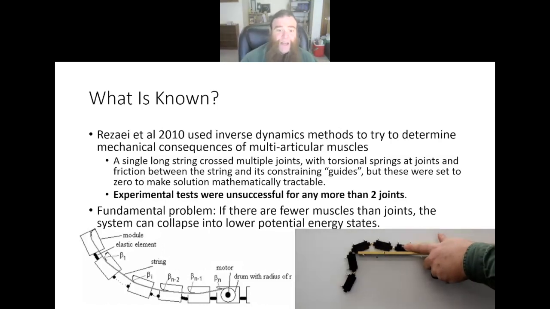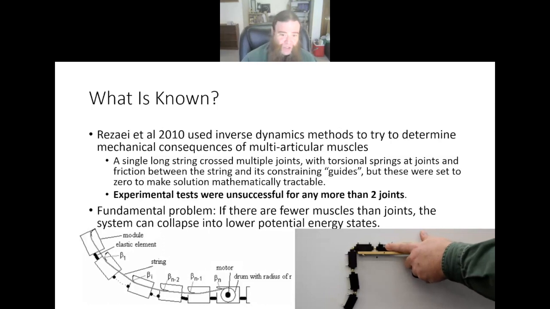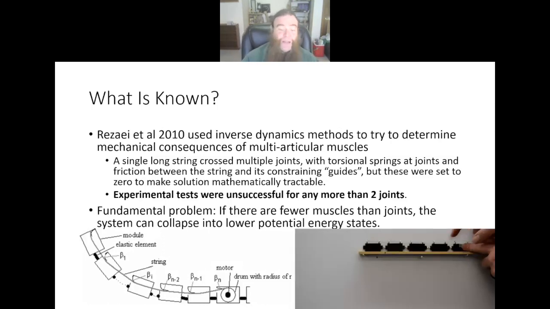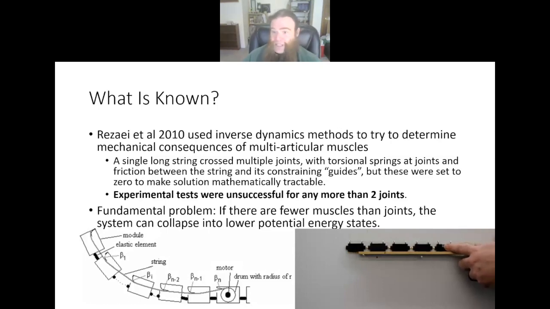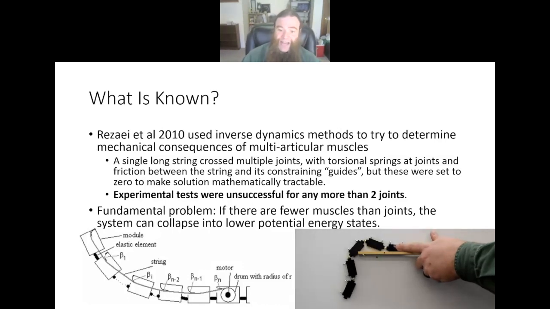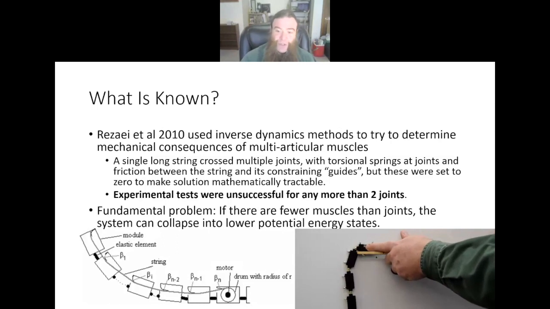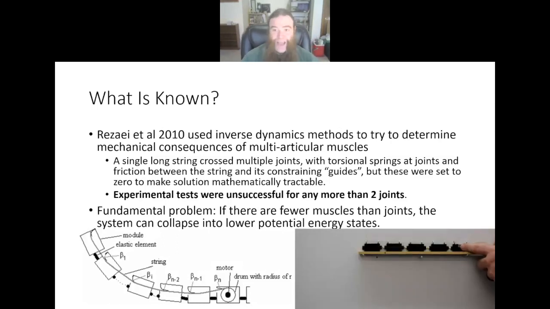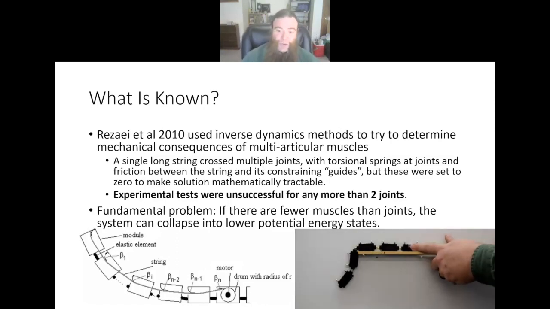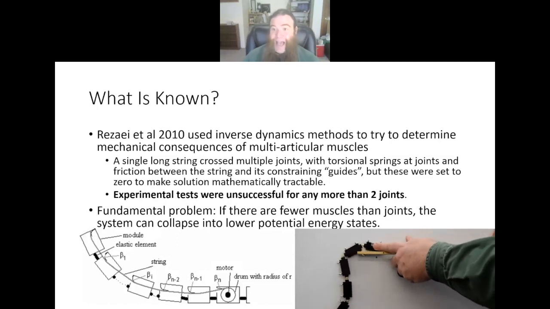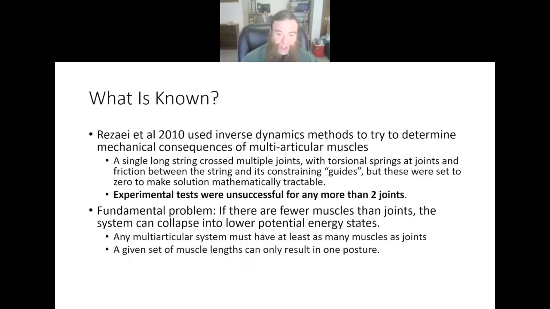And the reason is that if there are fewer muscles than joints, then the system is unconstrained. It can adopt a wide variety of geometric postures, of series of joint angles, that still satisfy the same muscle length, or string length in the case of this example to the right. And given that, it will naturally adopt the posture that has the lowest potential energy. So as you can see here, as soon as there's two joints free to move, it starts to sag and adopt the lowest gravitational potential energy system.